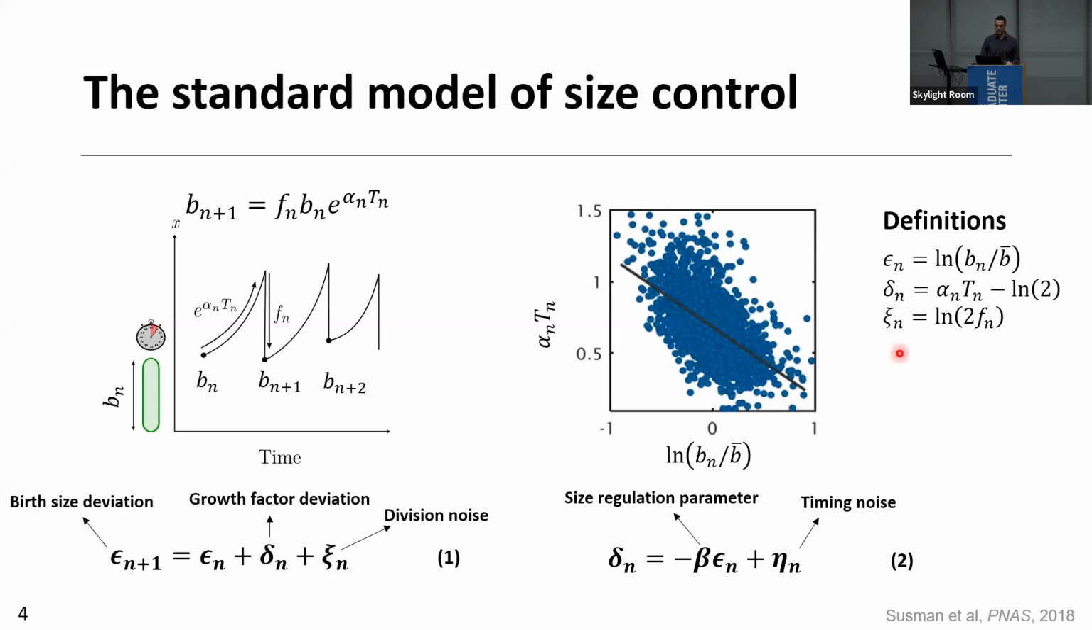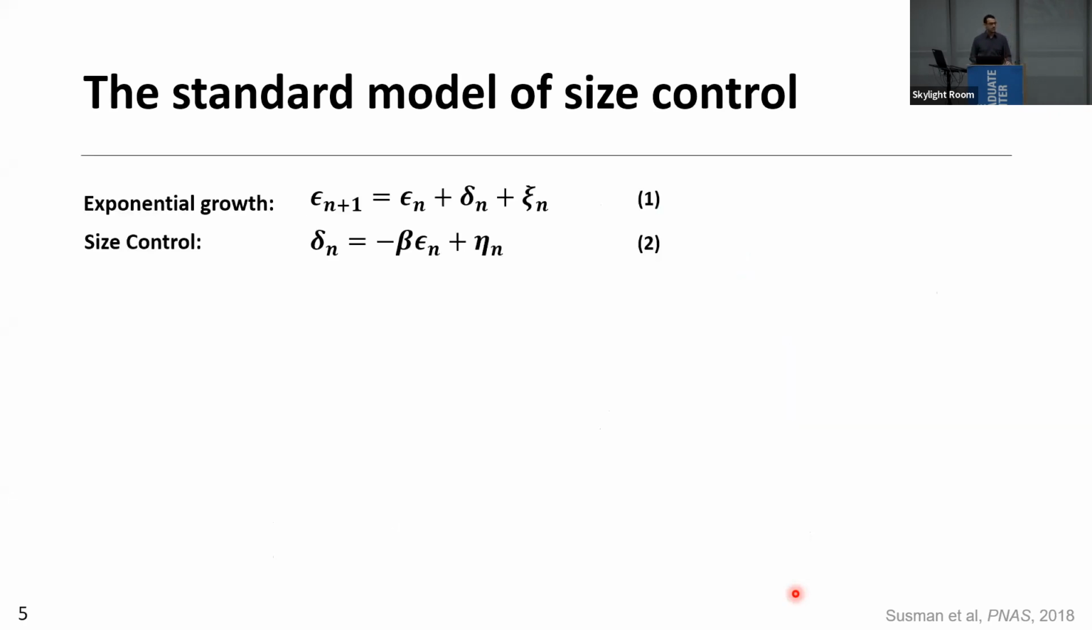And the last thing, I will introduce a noise factor associated with the division process. These two equations summarize these two observations and what I just said. The only thing is that I will add here a noise associated with the growth process. So equations 1 and 2 now are what I'm going to be calling the standard model of size control. And it turns out that this correlation factor beta has a deeper meaning for the dynamics of the cell.